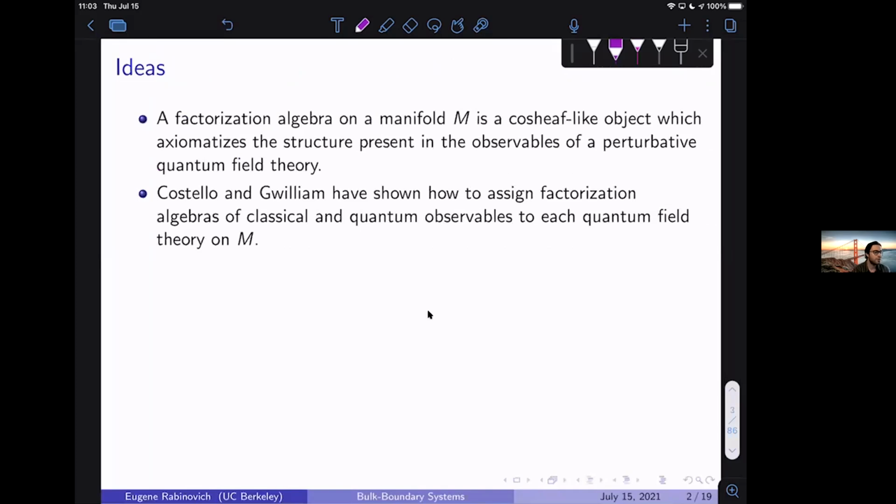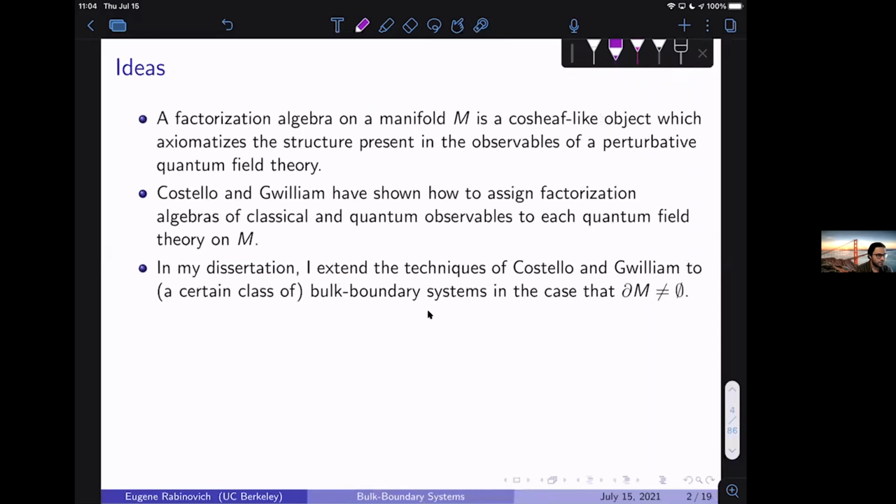So Kevin Costello and Owen Gwilliam have shown precisely that any classical and/or quantum field theory on a manifold M, that's the space-time, gives you a factorization algebra of observables. In their situation, this M is closed. Not closed, but there's no boundary here. So in my dissertation, which I just finished, I extend the techniques of Owen and Kevin to situations where the manifold is not empty. And part of that dissertation is joint work with Owen Gwilliam and Brian Williams.